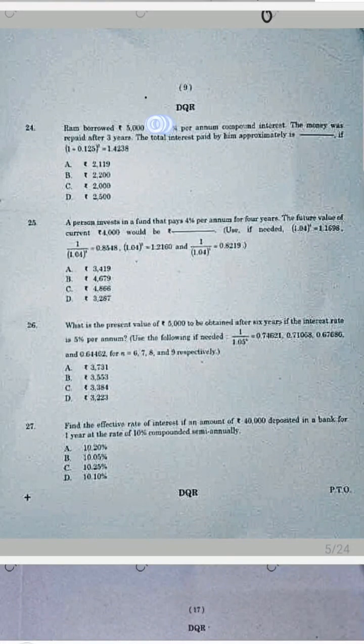Welcome to this video. In this video, we'll be discussing this problem of CA Foundation June 2024. A few questions in this part.